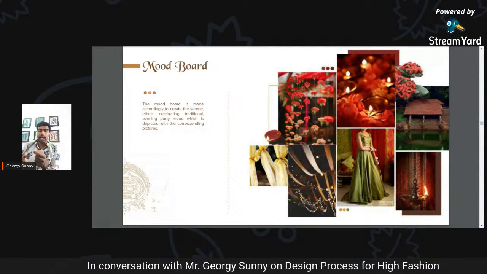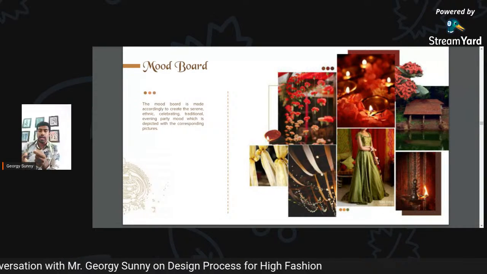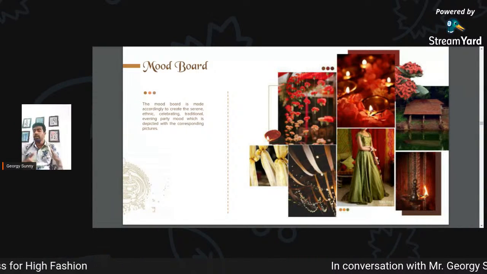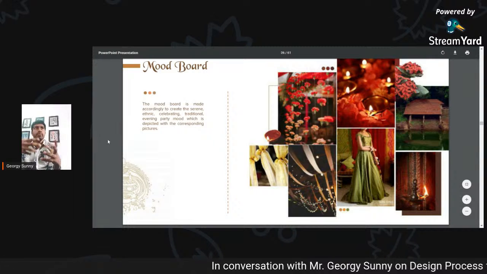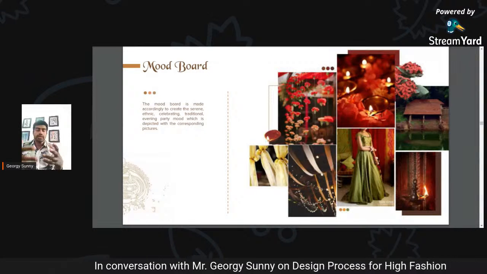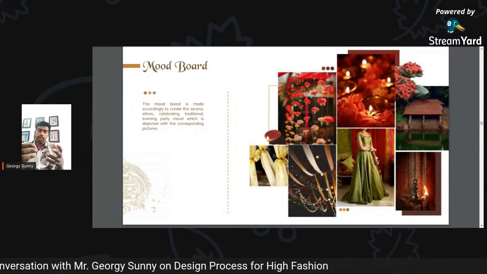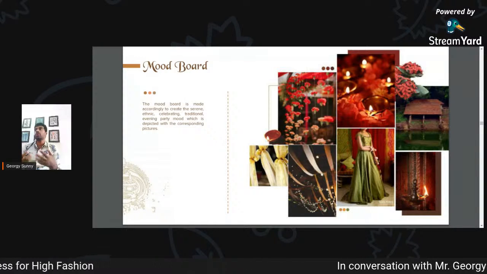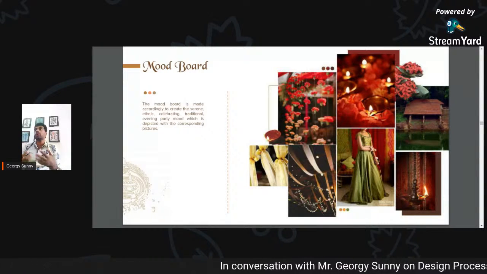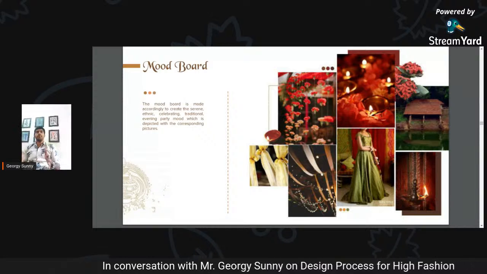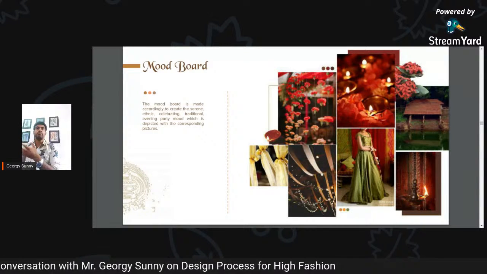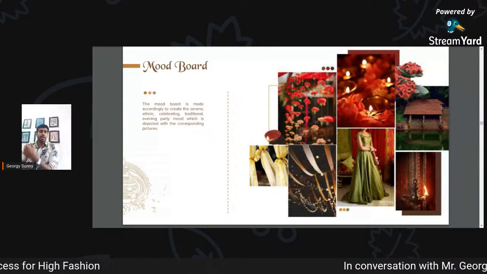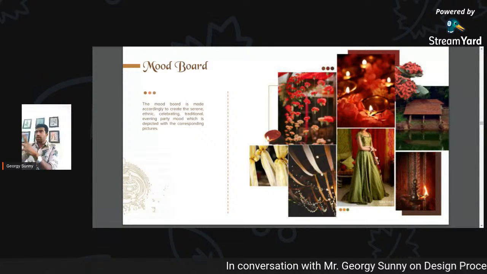After that comes the mood board. So what is the difference between a mood board and an inspiration board? A mood board tells the feel I want to communicate. For example, if I want to show a very powerful and gothic feel, how will my board look? It will have a lot of stronger and sharper elements. We'll be having blacks, reds, and all that.